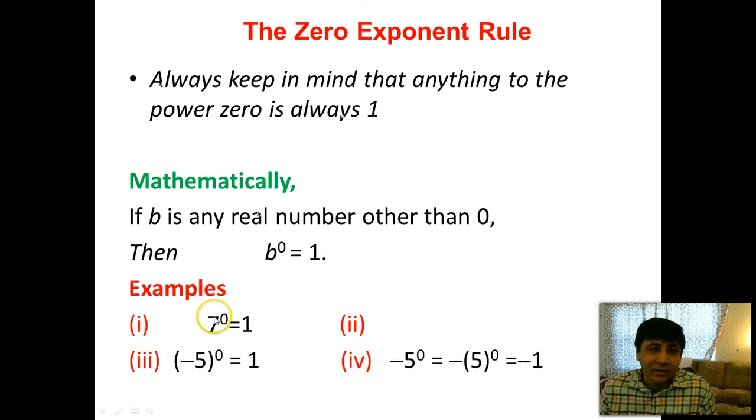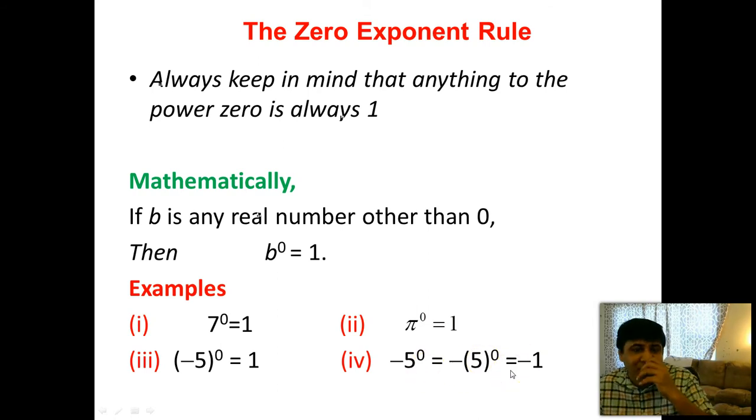As an example, 7 to the power 0 is 1, minus 5 to the power 0 is 1, pi to the power 0 is 1. Anything to the power 0 is 1. Only you have to pay attention when you have minus 5 to the power 0. Here we have a minus and then 5 to the power 0. So the minus is outside, 5 to the power 0 is 1, and the minus gives you minus 1. I will put a problem like this on the tests, so make sure you pay attention to that.